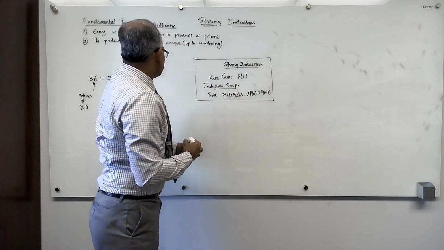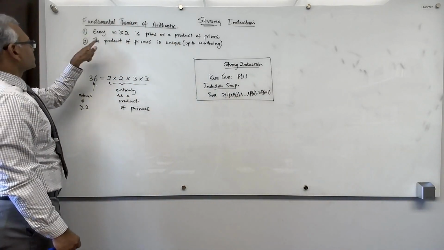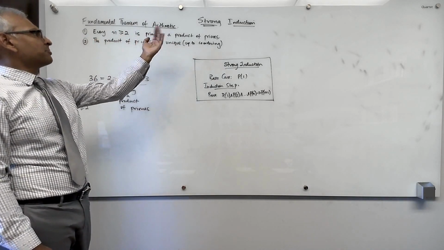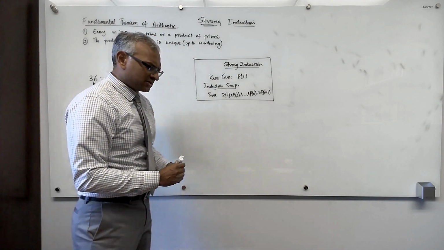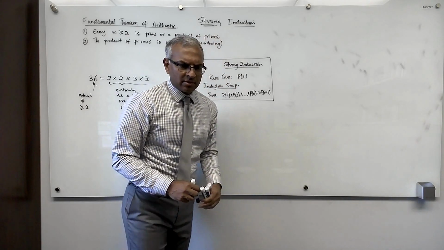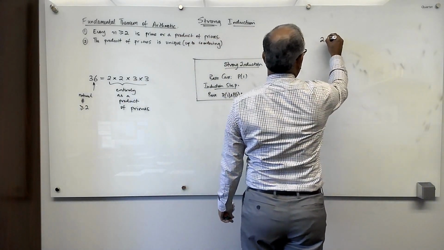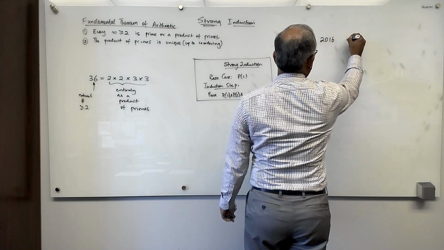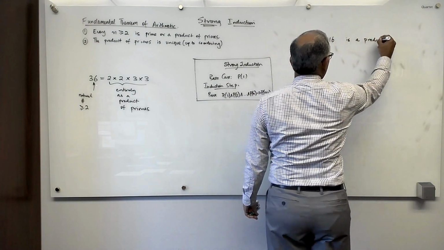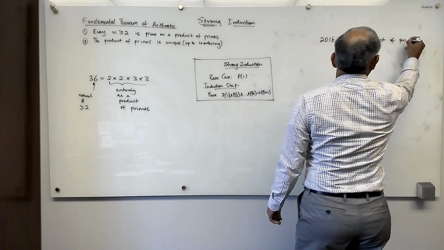Okay, so we're going to prove the first part of the theorem. So what is it saying? It's saying that every number is a product of primes. Okay, so let's see what it would take to convince you that, let's say, 2016 is a product of primes.